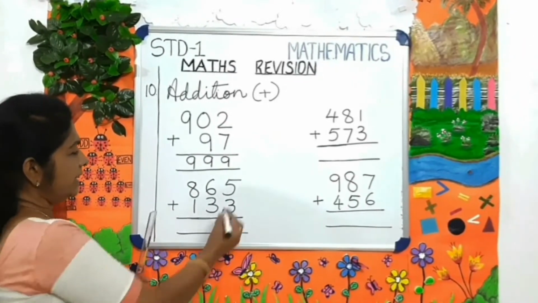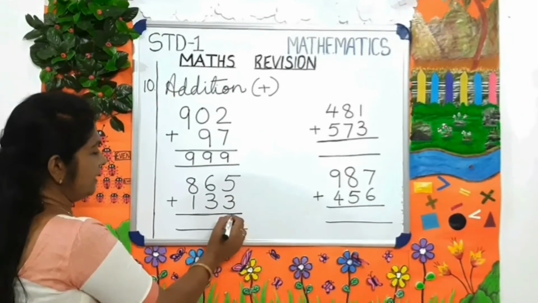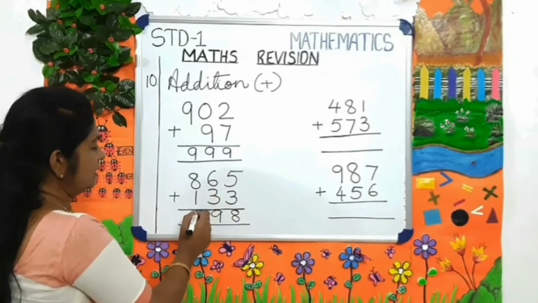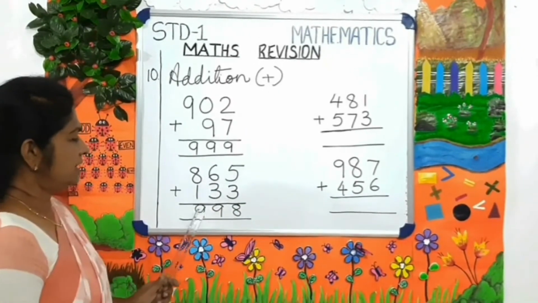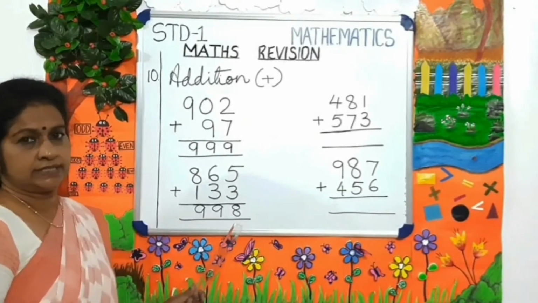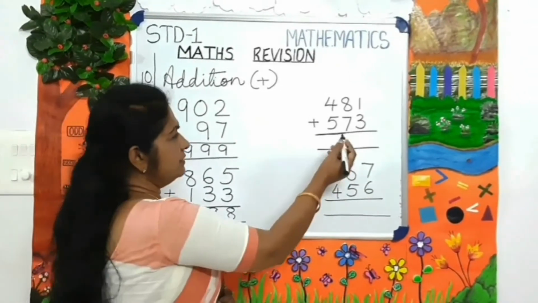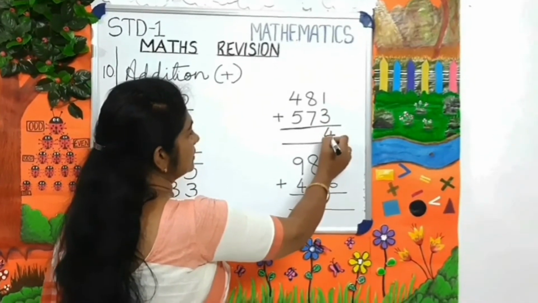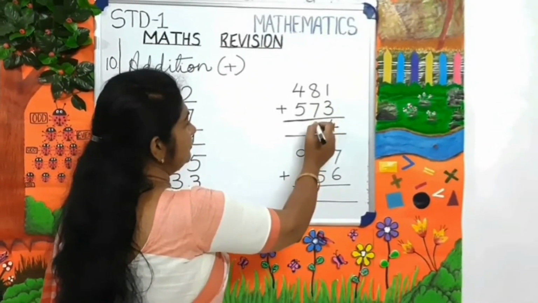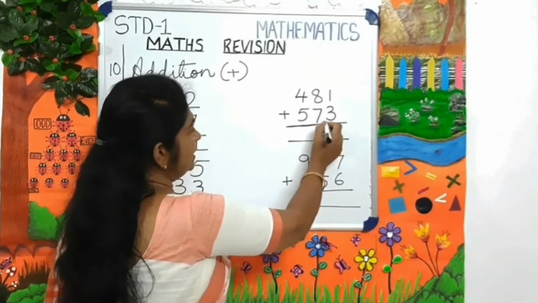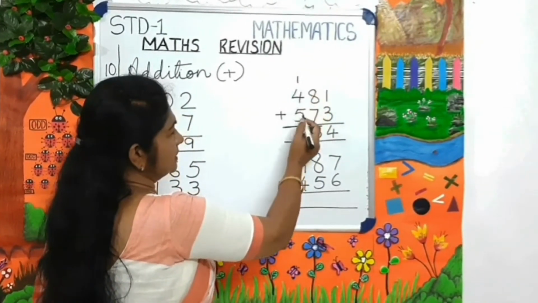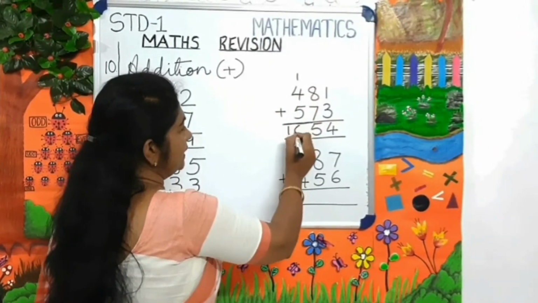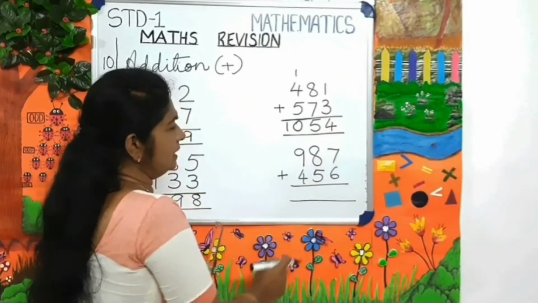Second question. Again ones. 5 plus 3, 8. 6 plus 3, 9. 8 plus 1, 9. So here is the answer, 998. Okay. Now this one. Again ones and ones. 1 plus 3, 4. And 8 plus 7, 15. So 5 will be written here and 1 will be carried over here. So 1 plus 4, 5 plus 5, 10. So this will be the answer.